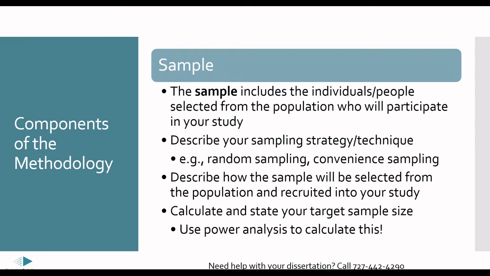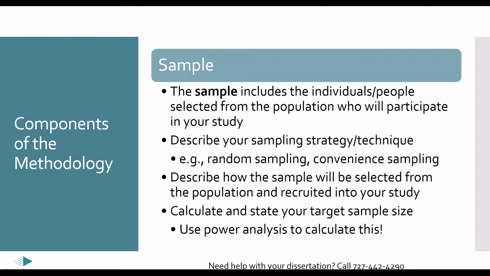And so you'll want to state specifically what individuals you will choose from the population to conduct your study and how you will select those individuals. You'll first want to describe your sampling strategy or technique, which could either be a random or probability sampling technique or a non-probability sampling technique such as convenience sampling.